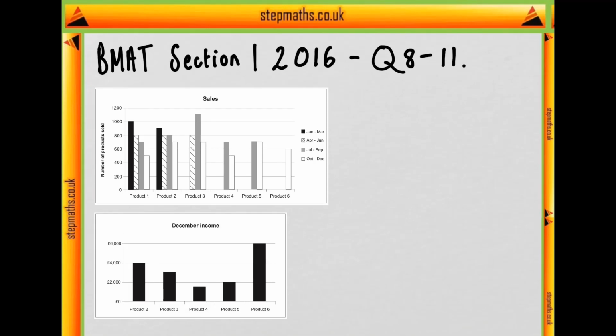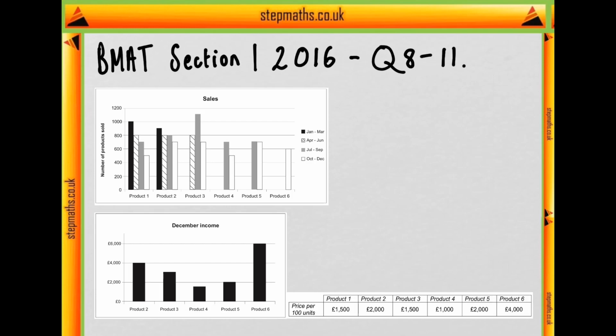The price at which different products are sold are shown in this table, which we can see is price per 100 units, the most expensive being product 6 at 4,000 and the least expensive being product 4 at 1,000. So let's move on to the questions.